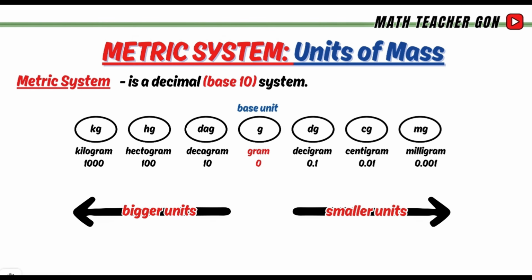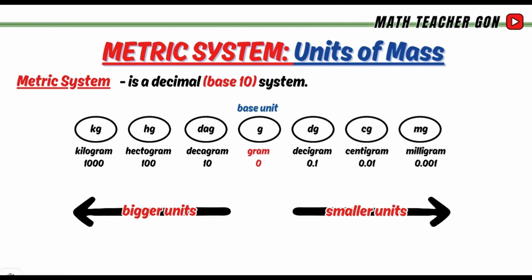What is the metric system? The metric system is a decimal or base 10 system of measurement. This means each unit is related to the next by multiplying or dividing by 10. For mass, the base unit is the gram. All other mass units are based on it.